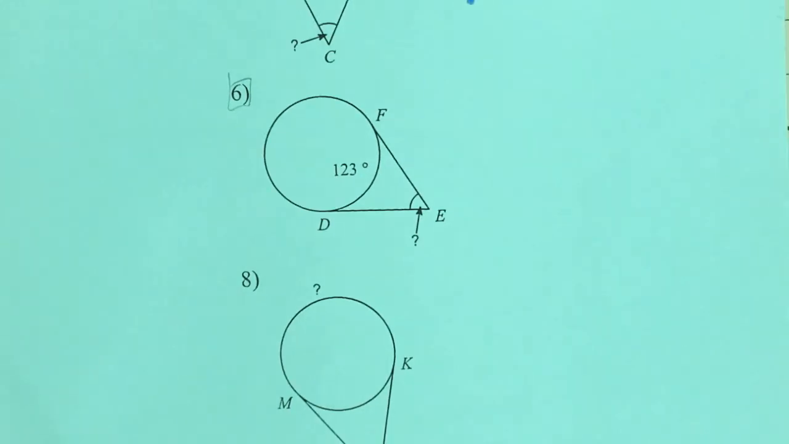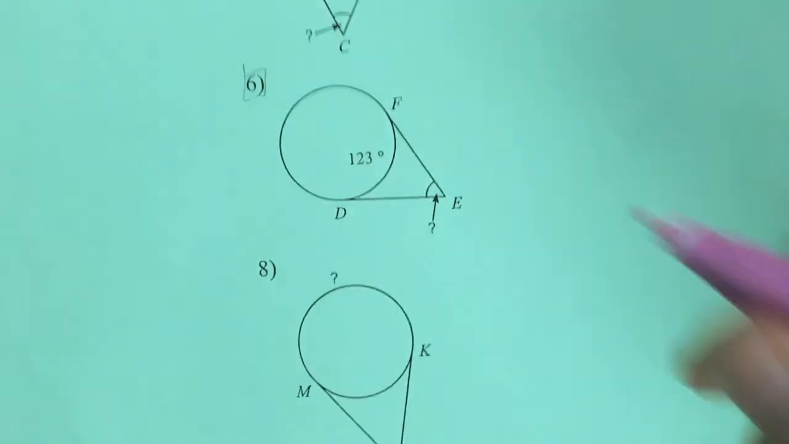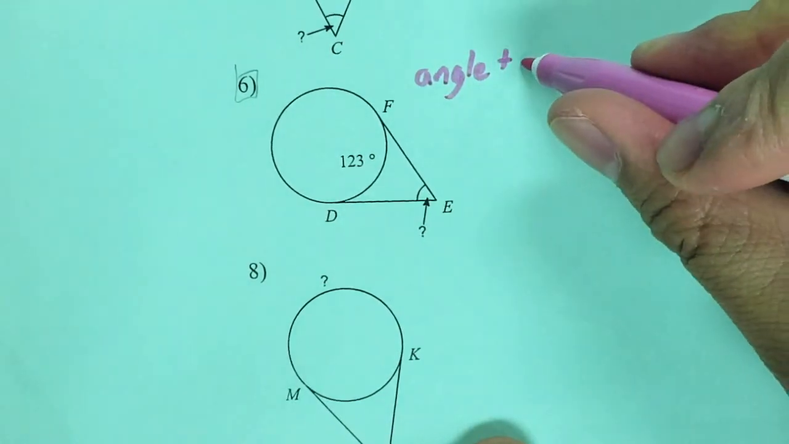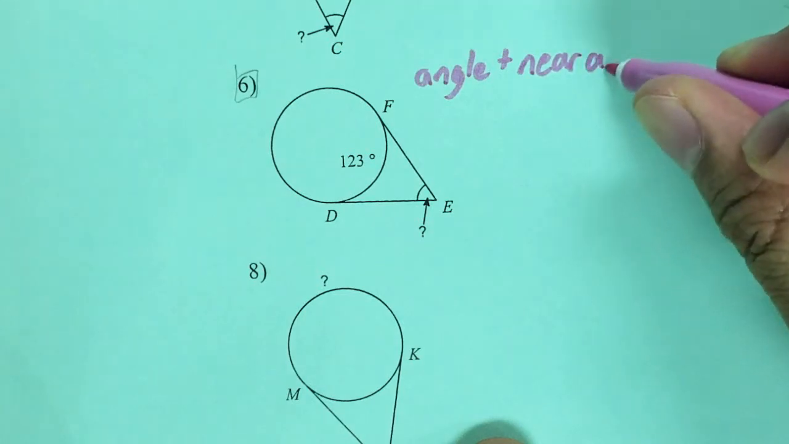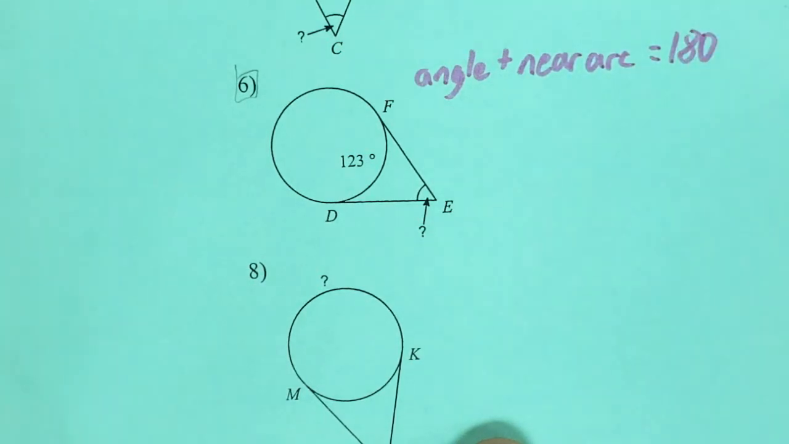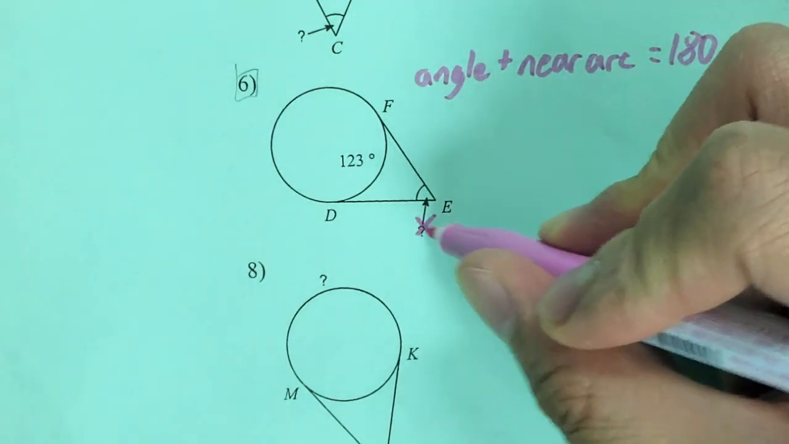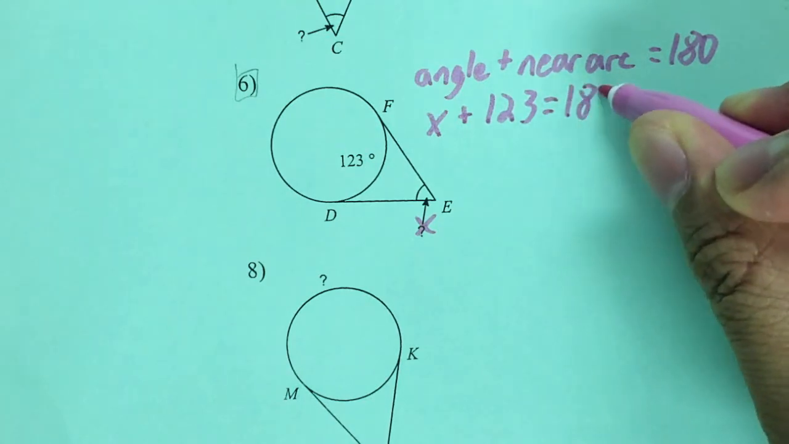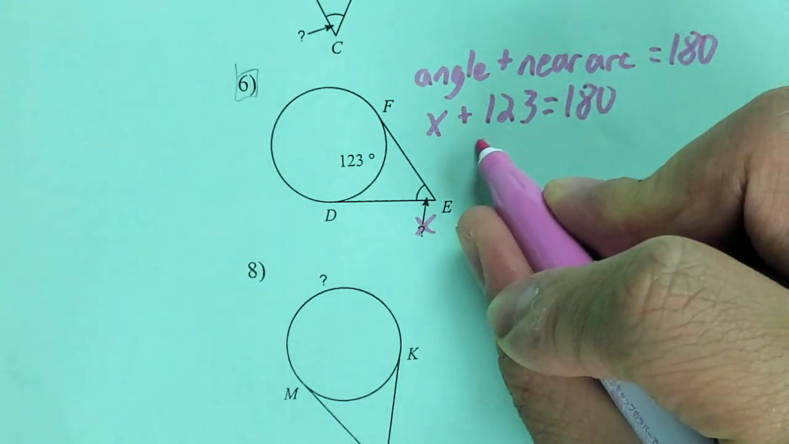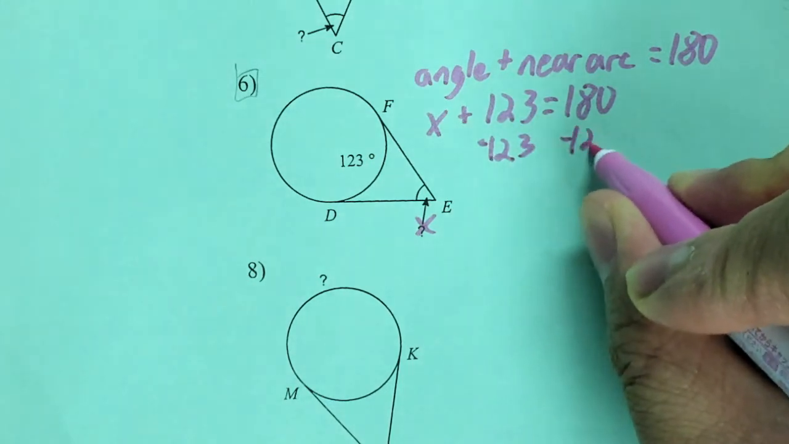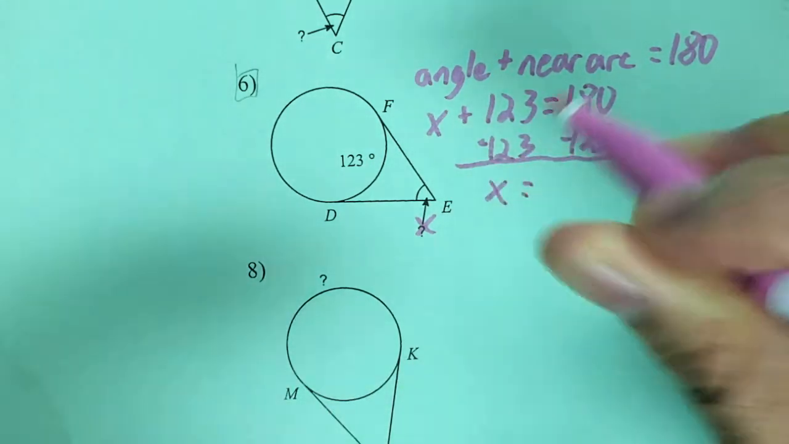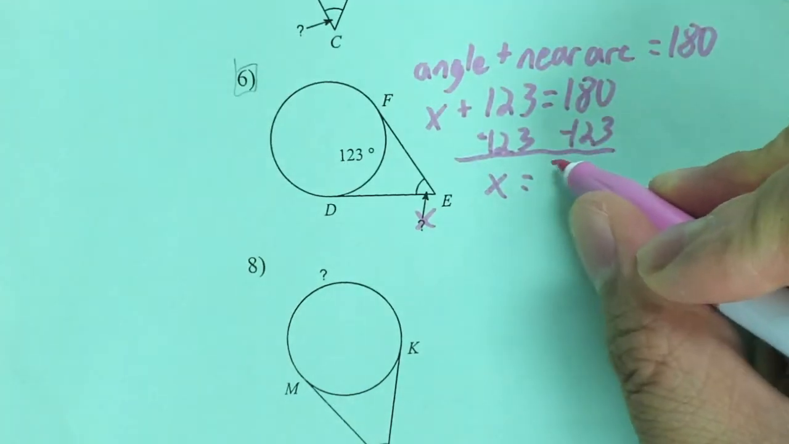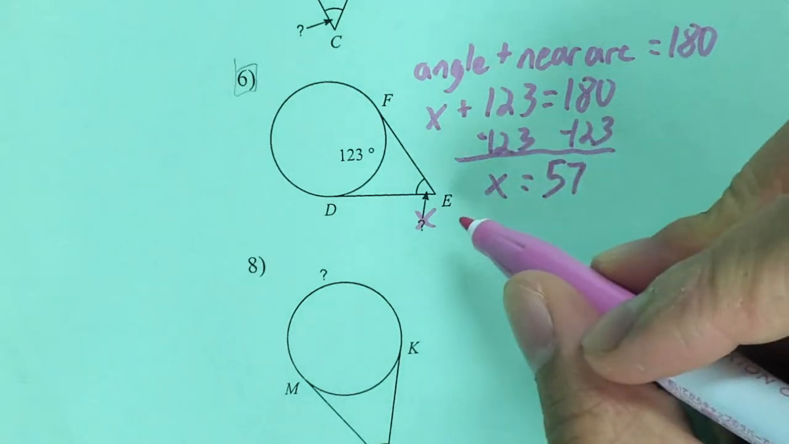Next example. Again, this is a case where angle plus near arc equals 180. So let's call this x. Angle plus near arc equals 180. Subtract 123 on both sides. You get 57. So that's 57.